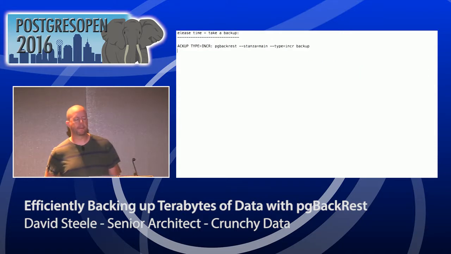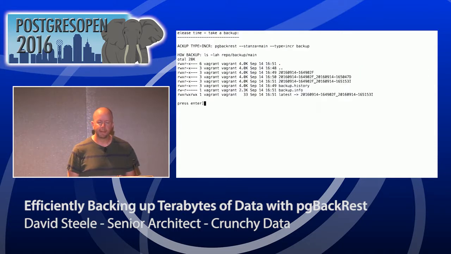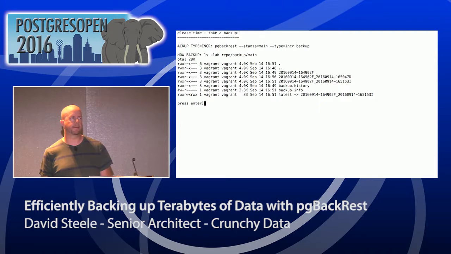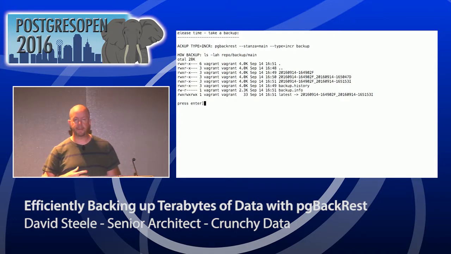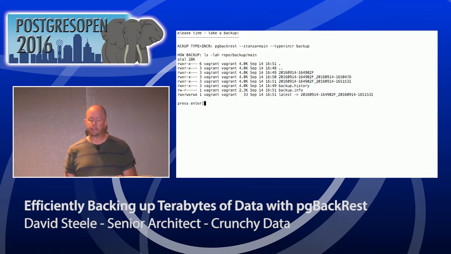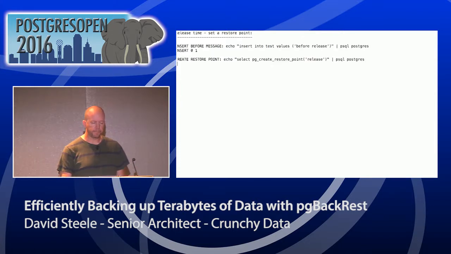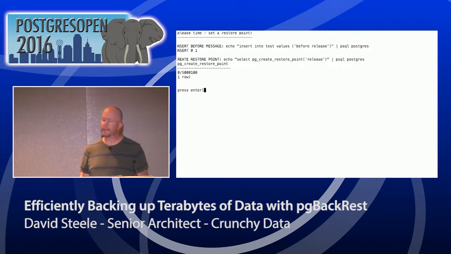All right, so let's do something interesting. Let's say we're going to do a release. So you've got a release window scheduled. A good thing to do before a release, depending on what your backup frequency is, is to take a new backup. In this case, we're going to take an incremental. Then when we actually get to release time, we're going to set a restore point.